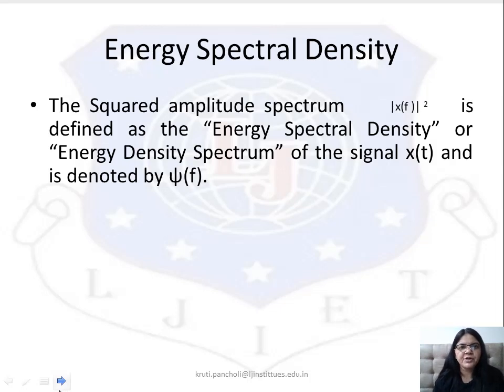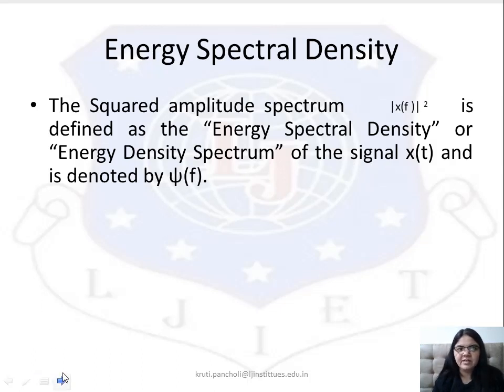Now in this video we will learn about energy spectral density. We know that for our signal x(t), the Fourier transform is X(f), and the squared amplitude spectrum of X(f) is |X(f)|². This is defined as the energy spectral density. The energy spectral density of the x(t) function is denoted by psi(f).